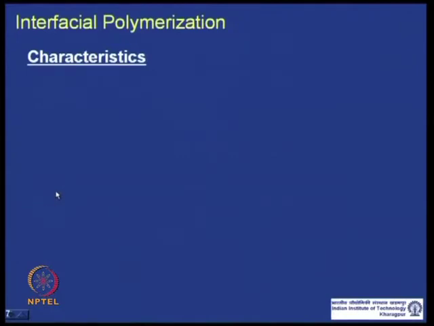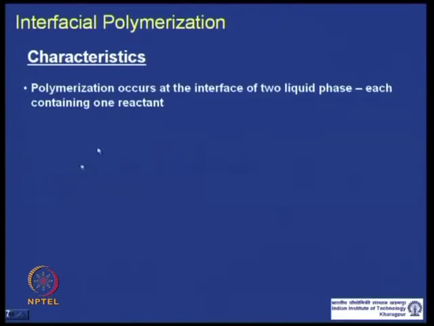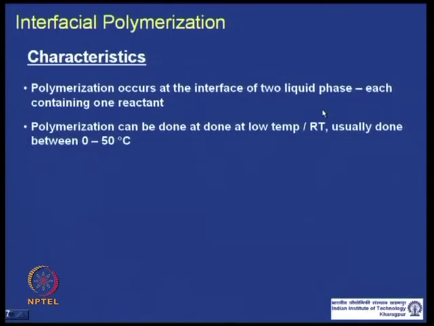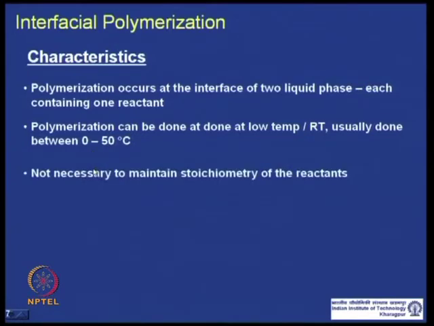So, what are the characteristics of the interfacial polymerization we just discussed? One, the polymerization occurs at the interface of two liquids, and each of the liquid phases contains one reactant. Now, because the rate constant of the reaction is very high, the reaction is very fast. So, you can do it at low temperature or even room temperature, and it is usually done at a temperature between 0 to 50 degree centigrade.